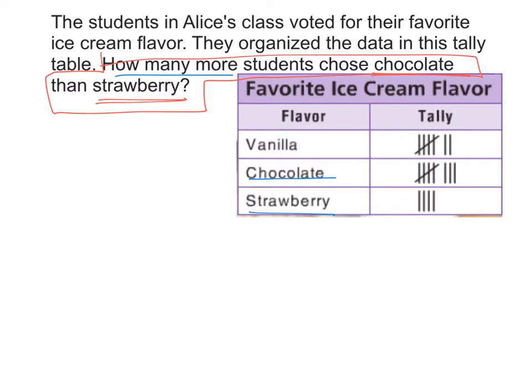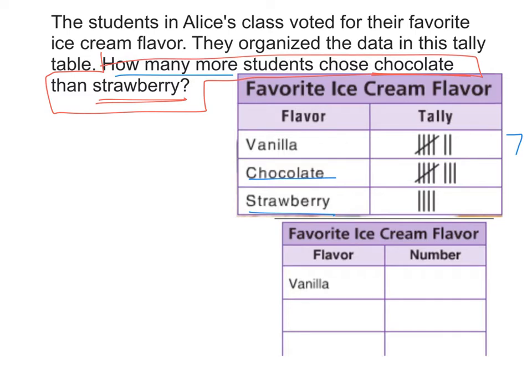So in other words, for vanilla, how many tallies were for vanilla? Well, we have 5 here, 6, 7. So we can simply write 7 to show that the tallies equal 7. We can also record it in another table. So for vanilla, we know that it's 7.